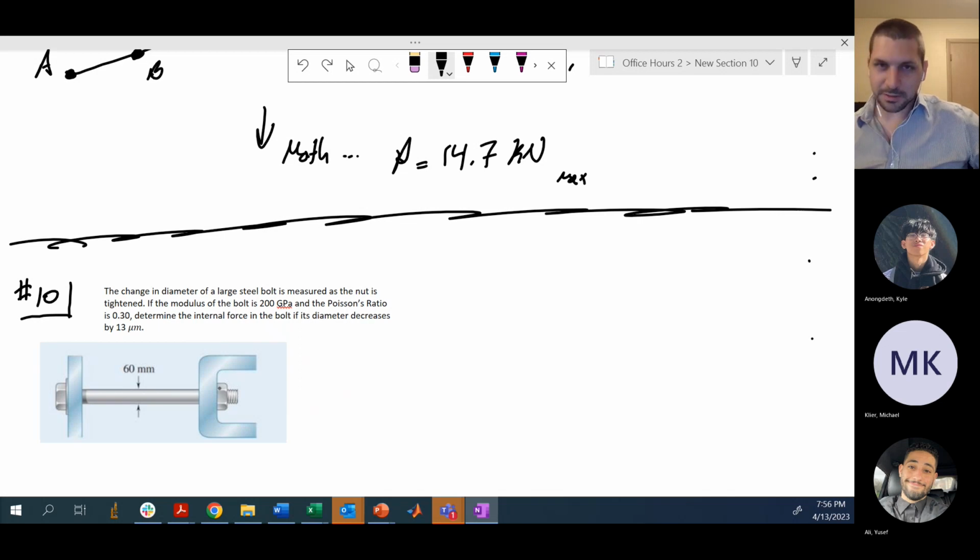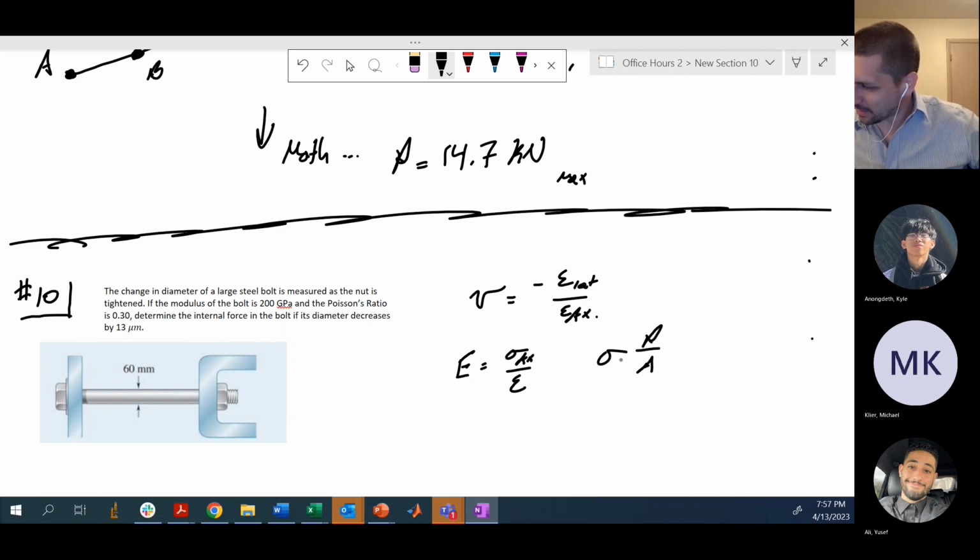Okay, so when you see problems like this, where one of the lateral dimensions is changing, it needs to scream Poisson's ratio to you, or something associated with Poisson's ratio. That's where your mind should immediately go. In this portion of the class, we have a couple of key equations. Poisson's ratio is negative lateral over axial strain. The modulus is the stress divided by the strain. And stress is load divided by area.